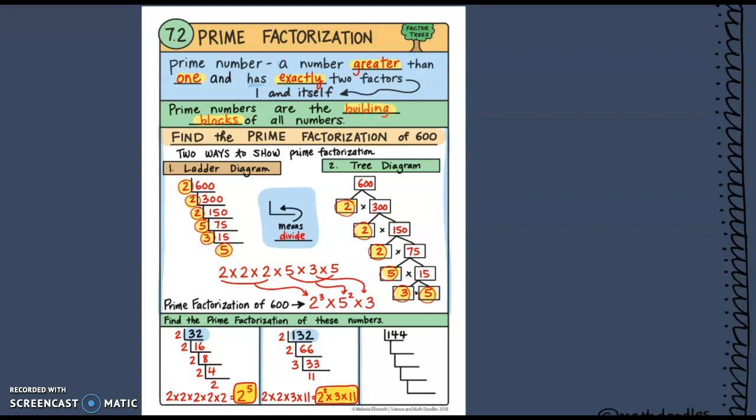Alrighty, so I want you on your own to do 144. You're going to be expected to find the prime factorization of 144. Please use the ladder method to do that, and have that on your paper.